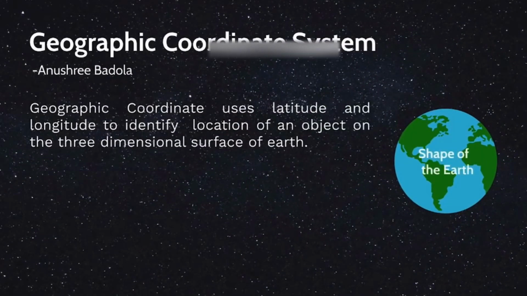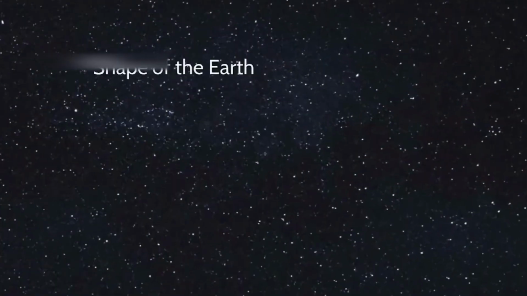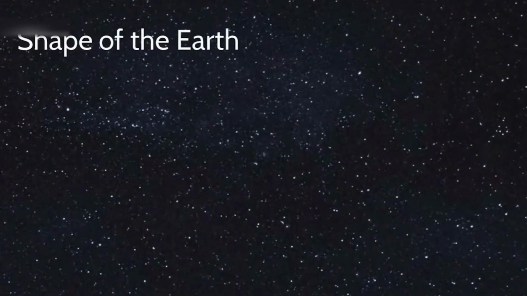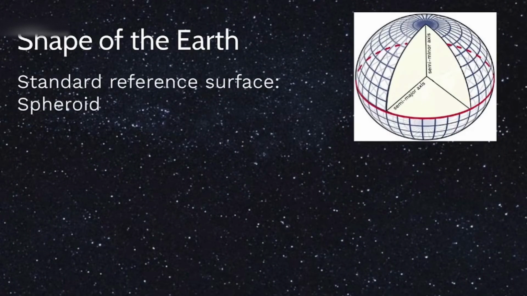Now we will talk about the shape of the Earth. We know that Earth is not a perfect sphere but a spheroid, bulging out at the equator and a bit compressed at both poles. A spheroid can be defined using the lengths of semi-major and semi-minor axes and flattening factor. Semi-minor axis is the shortest radius of the spheroid, while semi-major axis is the longest radius of the spheroid.